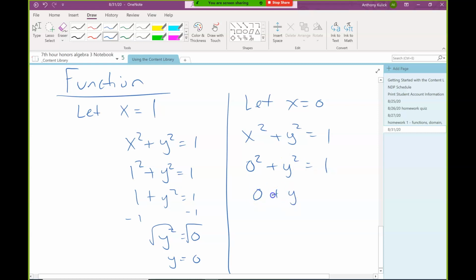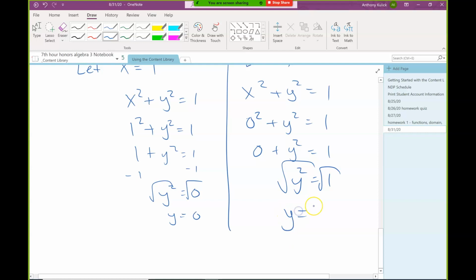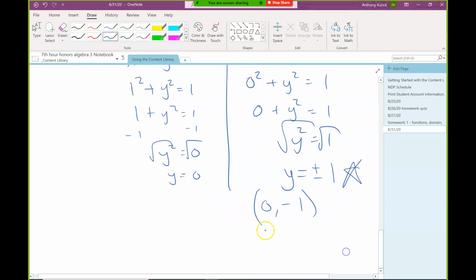So again, if we pick x to be 0, so 0 squared is just 0. And then y squared plus 0 is still just y squared. And we square root both sides, and we get y equals the square root of 1, which is just 1. But you've forgotten something because we squared root both sides of an equation. We also need to include a plus or minus. So this right here is telling us that we have both the point (0, 1) and the point (0, negative 1). And that's our evidence that this is not a function.